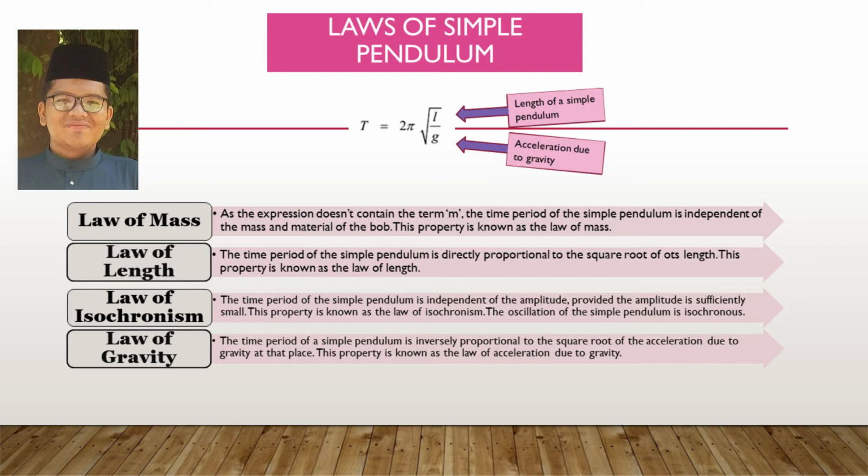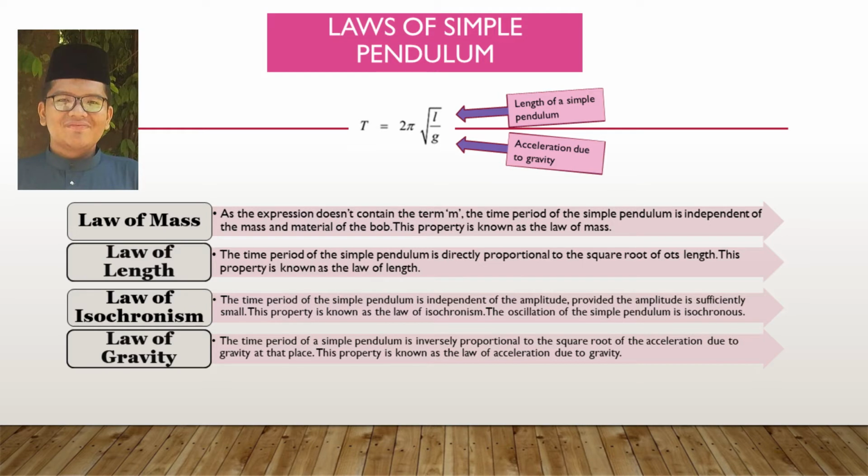Law of mass states that the time period of the simple pendulum is independent of the mass and material of the bob. This property is known as the law of mass. Second, law of length. The time period of the simple pendulum is directly proportional to the square root of its length. This property is known as the law of length. This is the law that we use for our experiment, where we use different lengths of simple pendulum.